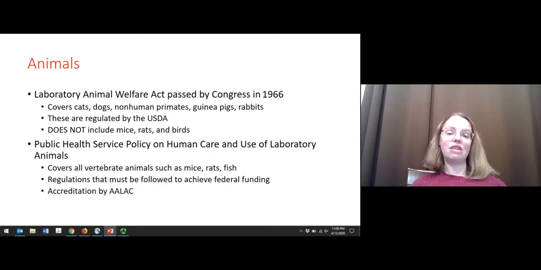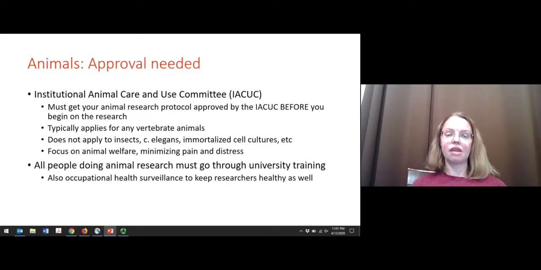And so you have to follow these regulations for federal funding, and there's accreditation, again, by another huge acronym called AAALAC. So basically, once every 3 years, we get this team of people who descend on the university for 3 or 4 days to accredit us for animal research. And so this is required for anybody to be able to get a federal grant to work on animals. So we have to be accredited.